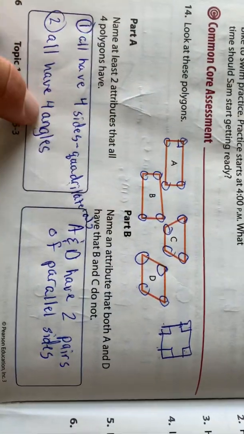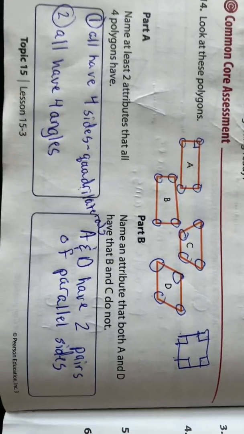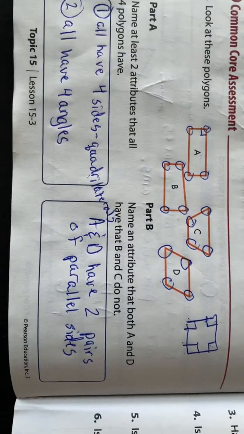All right, so the two that they all have in common: they're all quadrilaterals and they all have four angles. Not four right angles, but four angles. A and D have two pairs of parallel sides. B and C do not.